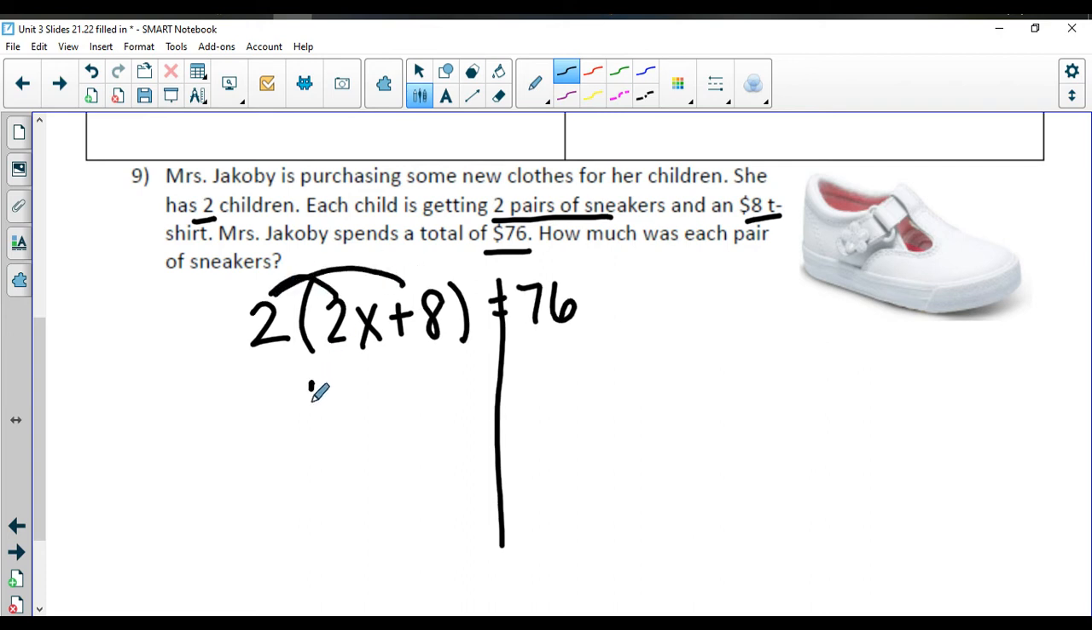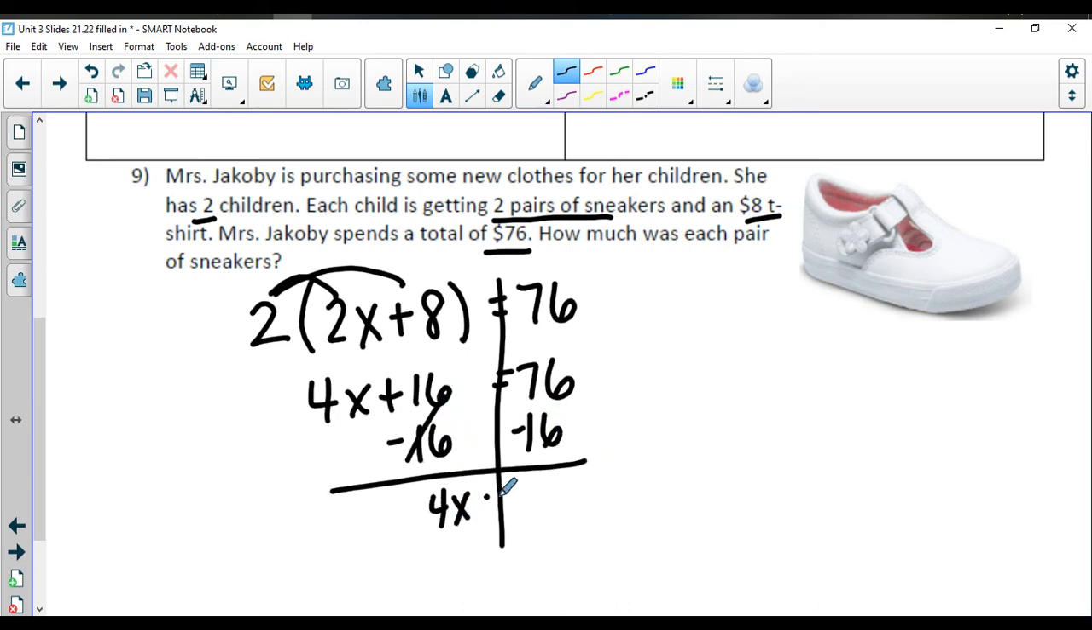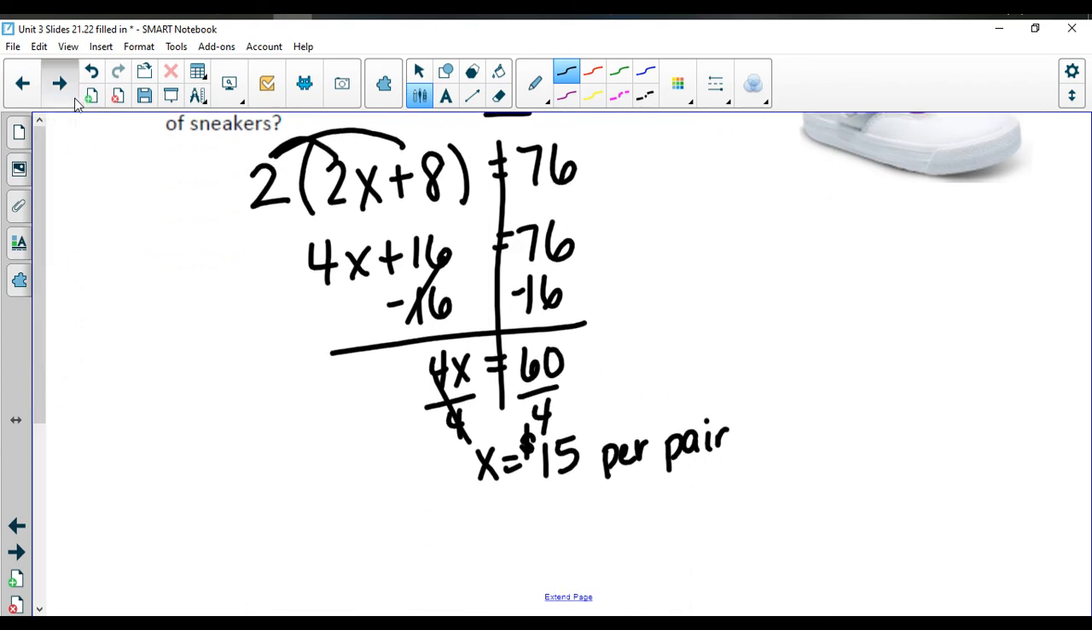So if I distributive property, I get 4x plus 16 is equal to $76. Subtract the 16, and we get 4x is equal to 76 minus 16 will give me 60. Divide through by 4, and we're going to get that x equals 15. And we do need a label because it's a word problem, so $15 per pair of sneakers or anything like that you would like to add in word-wise is perfectly fine here.